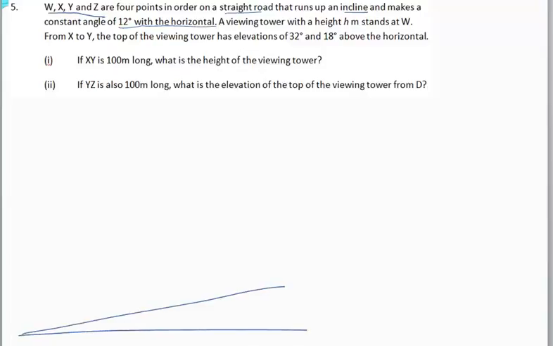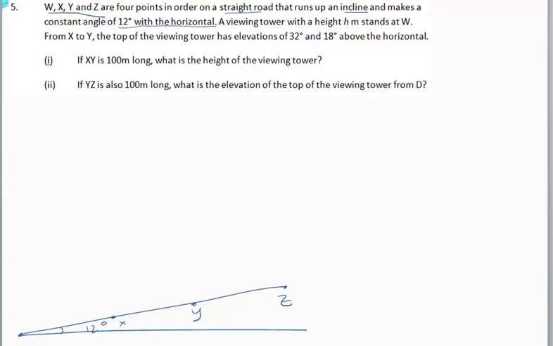Worksheet 4.1, question 5. We have W, X, Y and Z, 4 points in order on a straight road that runs up an incline and makes a constant angle of 12 degrees with the horizontal. So we're going to draw our horizontal. Here's our incline of 12 degrees. And we have our points W, X, Y and Z.